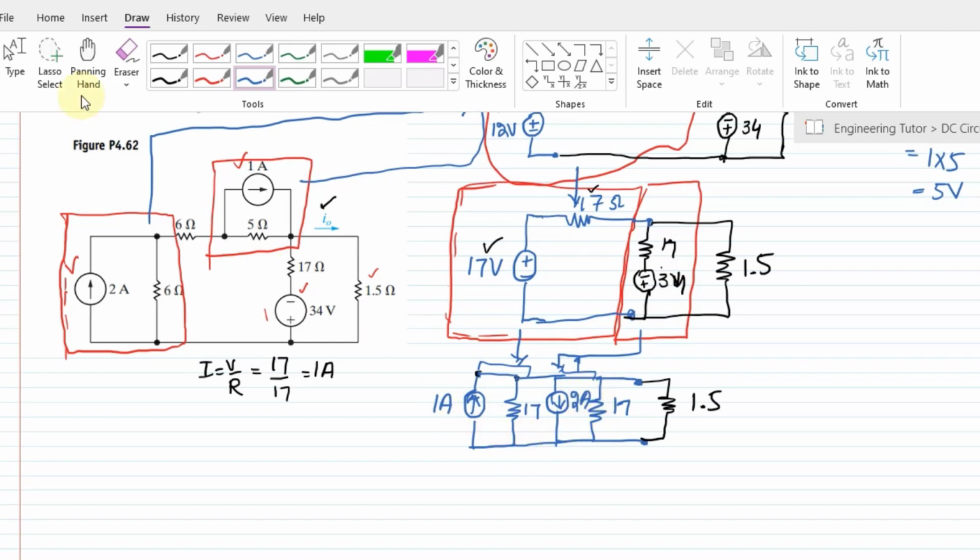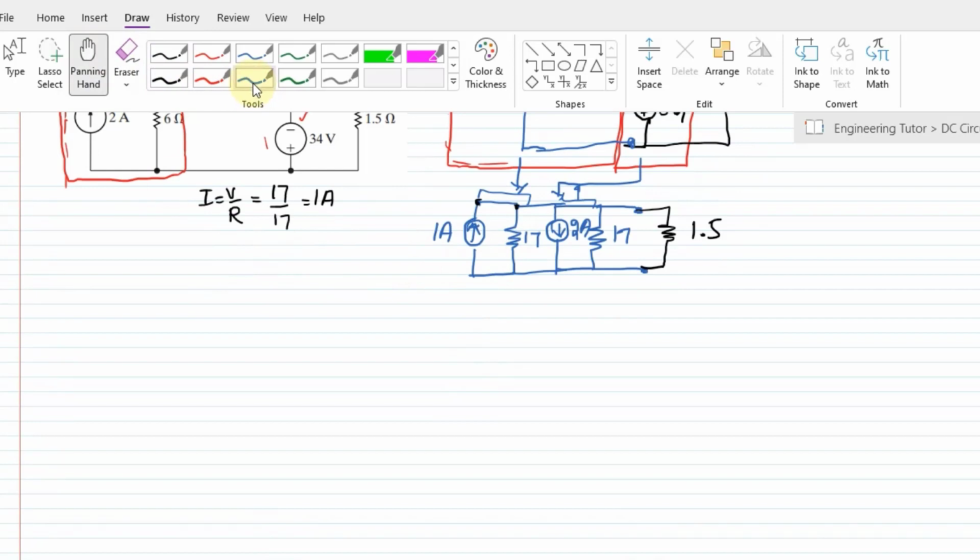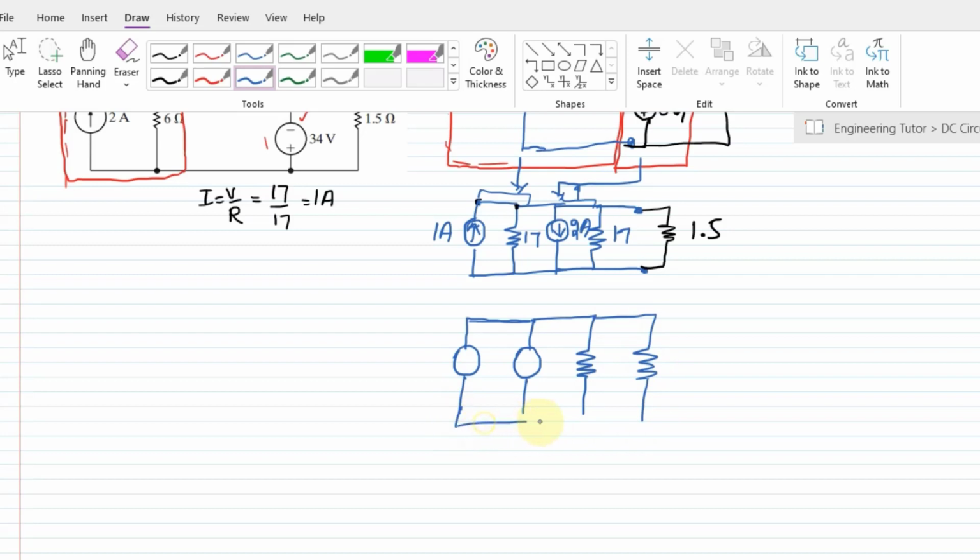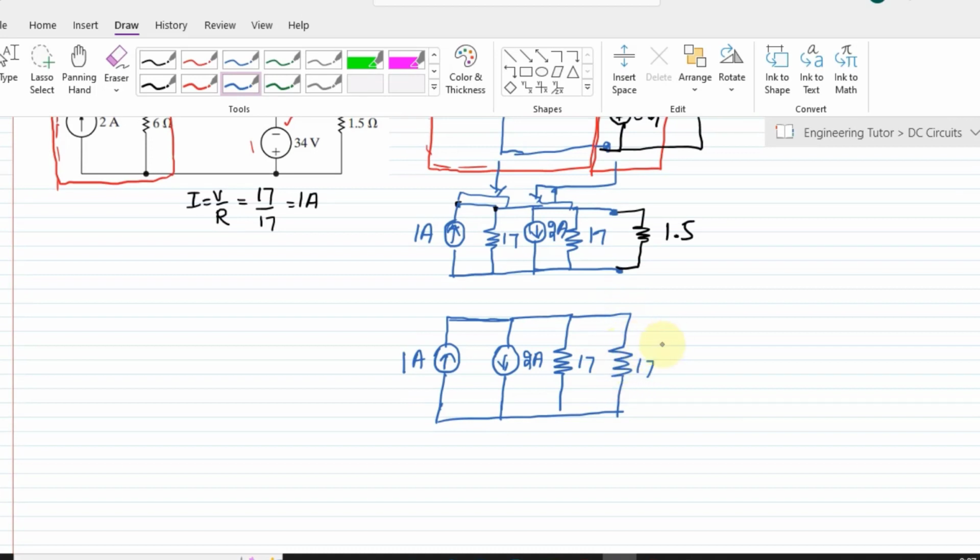Okay, so now we have this circuit. Let me draw it clearly here. These 2 sources, this is source 1, this is source 2, this is resistor 1 of 17 ohm, this is another resistor of 17 ohm. So this is 1 amp here, this is downwards, and the value here is 17. The value of this resistor is also 17, so it would be like this one, and at the end I will have this 1.5 ohm resistor.